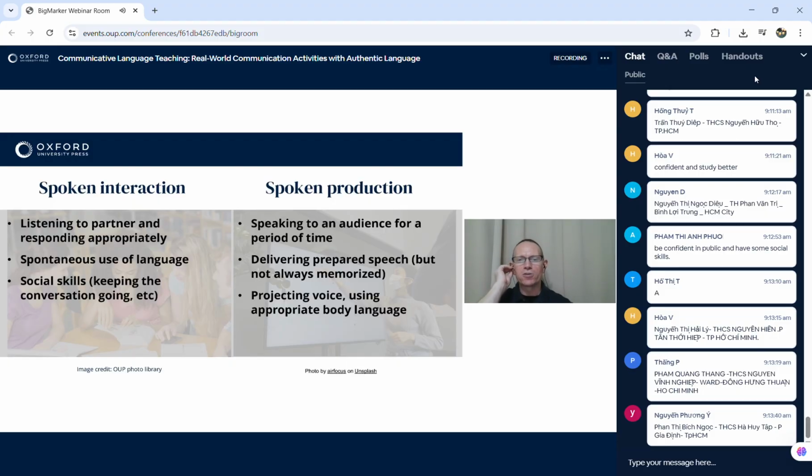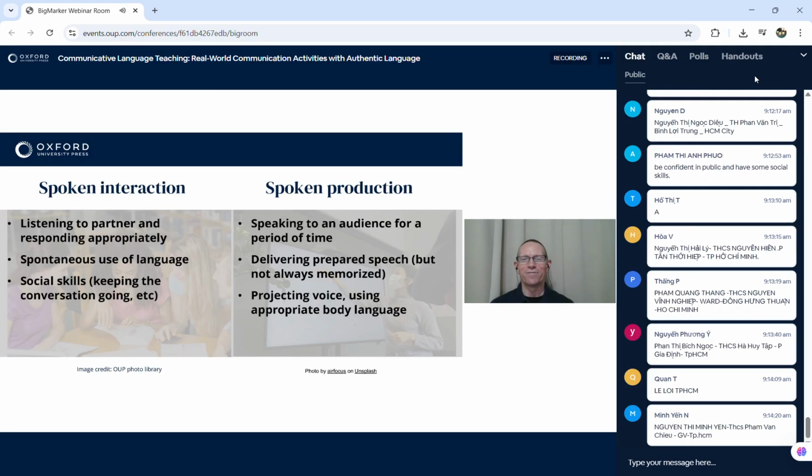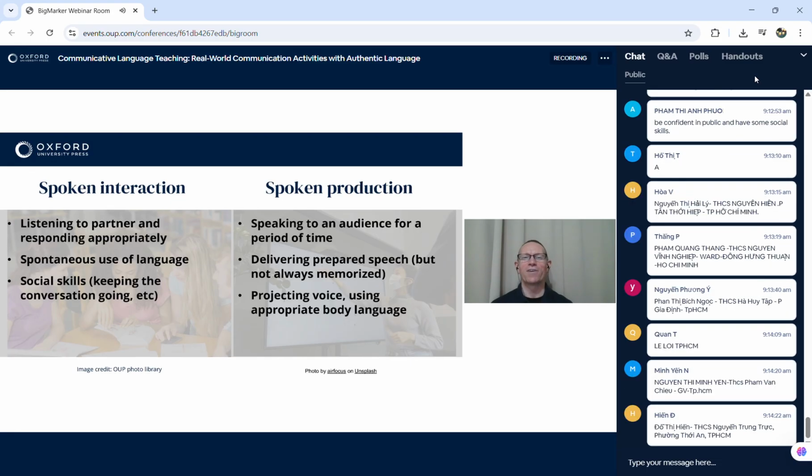Also, we have spoken production. So skills there involve speaking to an audience for a period of time. When you're chatting with a partner or in a group, you might just say 1 or 2 sentences. But when you're giving, for example, a presentation, you'll need to speak for 5 minutes, 10 minutes, 15 minutes, or for me today, 90 minutes in front of an audience. And that can be very challenging for students. They need to practice that.